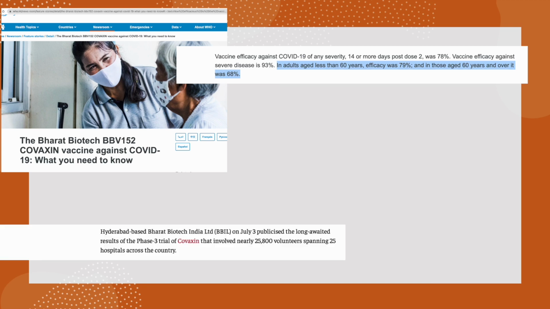I dug deeper. It seems that Bharat Biotech has published this data from their phase 3 trials. Now, these drug companies do multiple trials for a particular drug. So in the phase 3 trial, Covaxin was tested on how many people? 25,800 volunteers. So this 79% efficacy was gathered on 25,800 people. In other words, they tested this vaccine initially during their phase 3 trial on 25,800 people. Out of those 25,800 people, 79% had a positive impact. They got better or were cured or something like that, right?